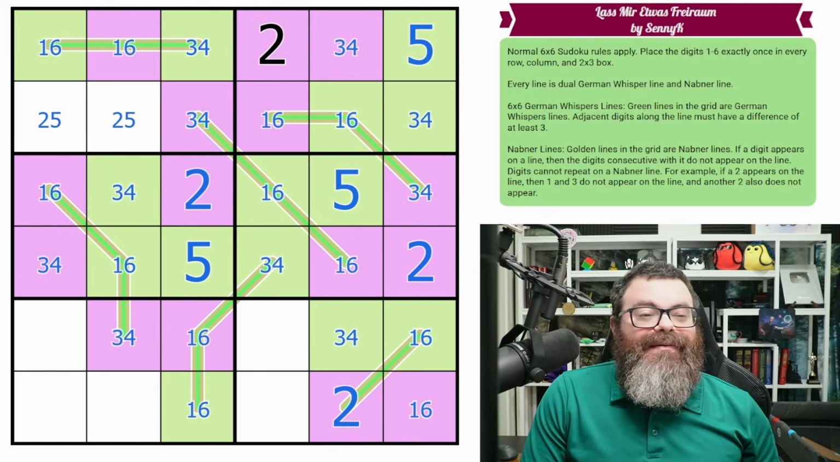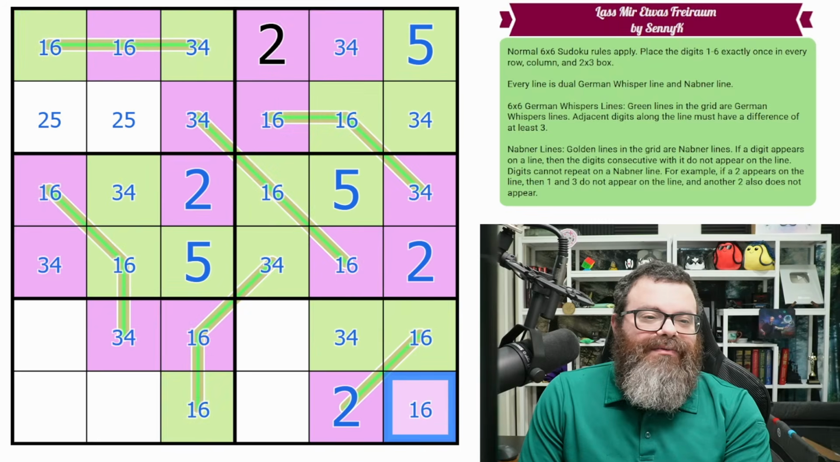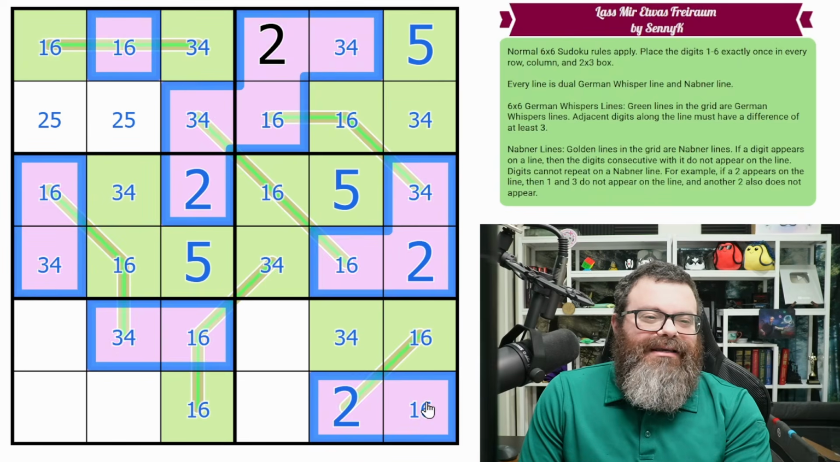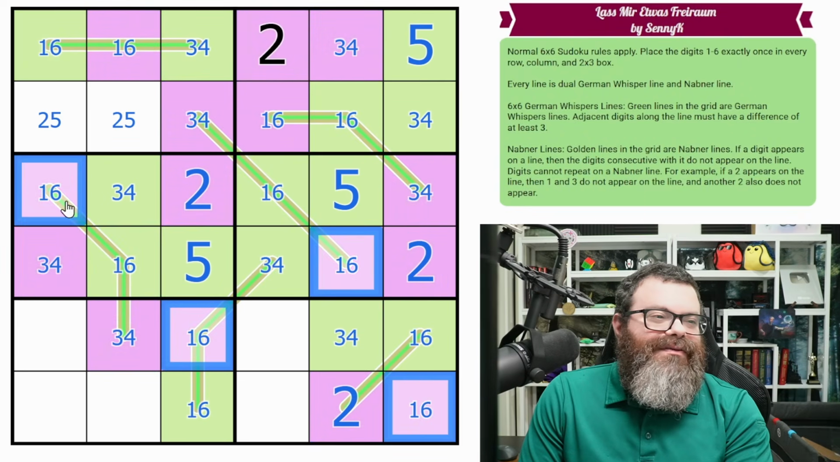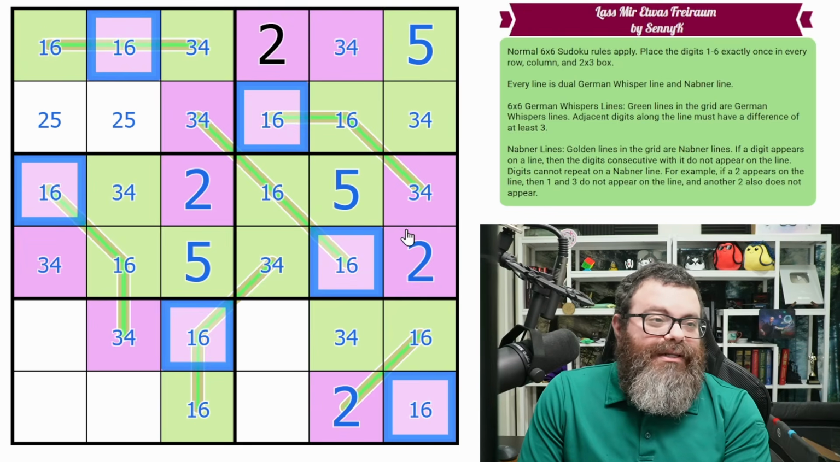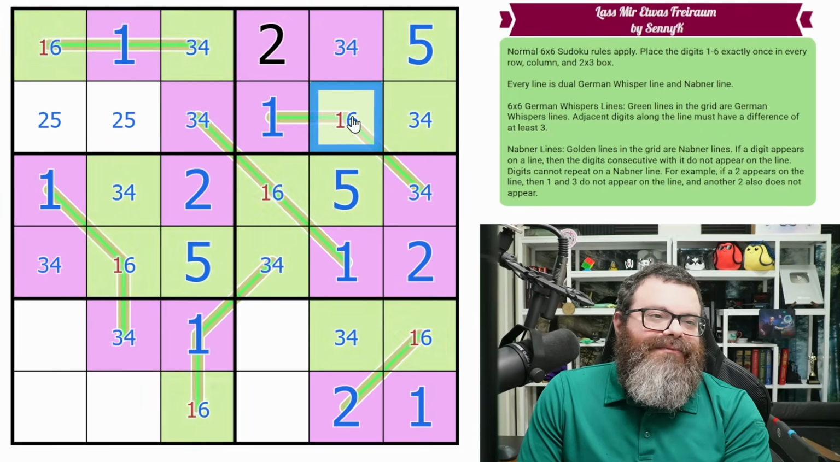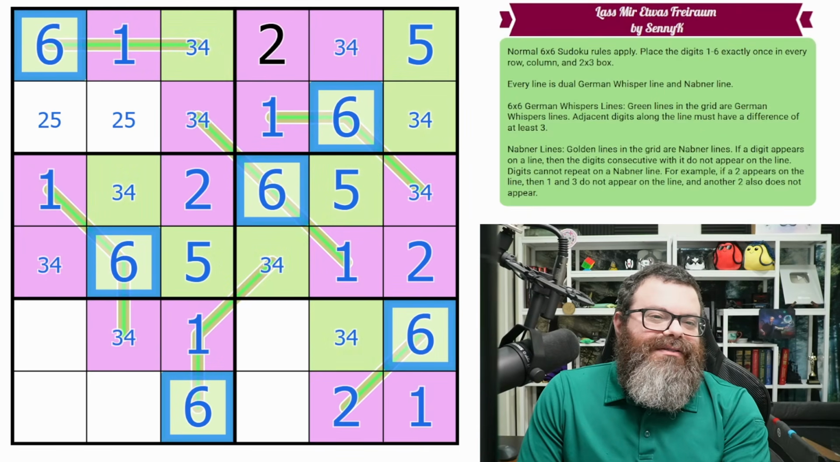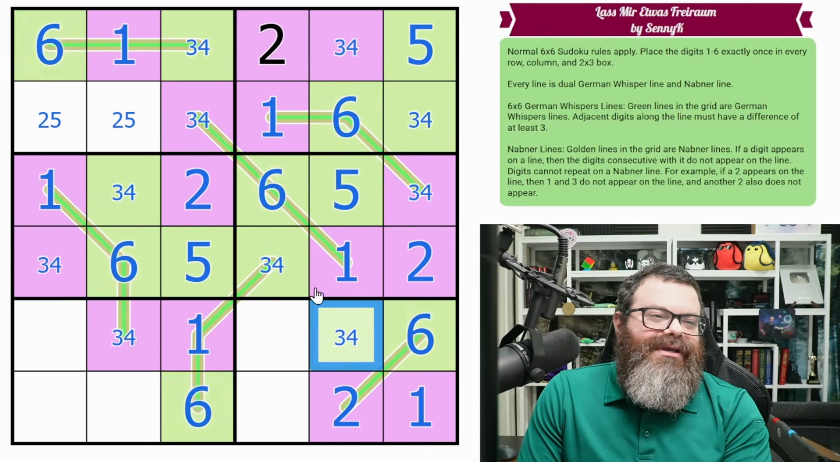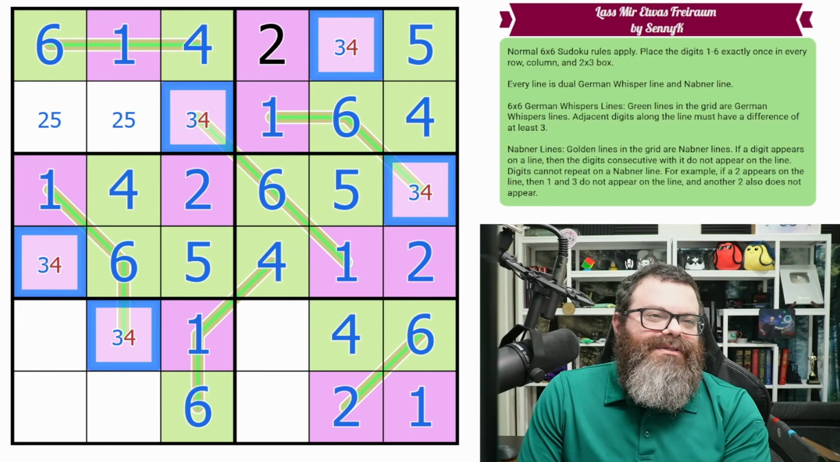So if 2 is purple, that means purple is low. So all of our purple 1-6s are low, so they're 1s. And then all of the green 1-6s are 6s. And then all of the green 3-4s are 4s. And so all the purple 3-4s are 3s.